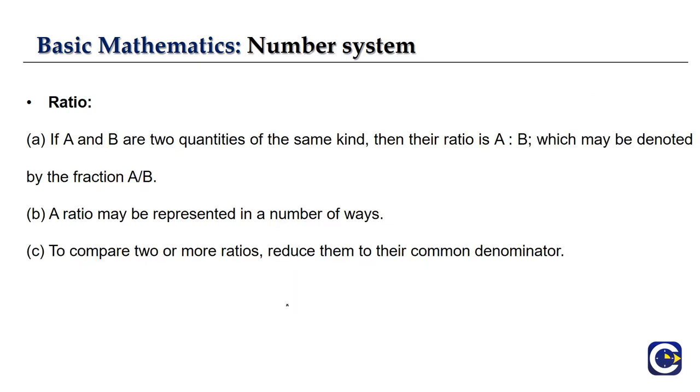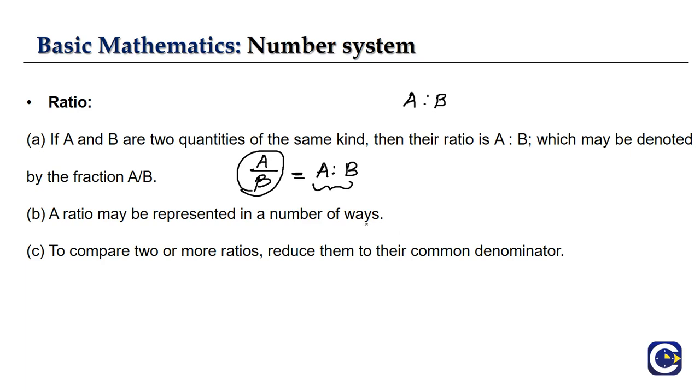Next we are going to discuss ratio and proportion. First we will start with ratio. If you have two quantities a and b of the same kind, then their ratio is a is to b. We denote this by a fraction, a by b. So a by b is equal to a is to b. This is the ratio form and this is the fraction form. So a fraction is a ratio, and a ratio may be represented in a number of ways.